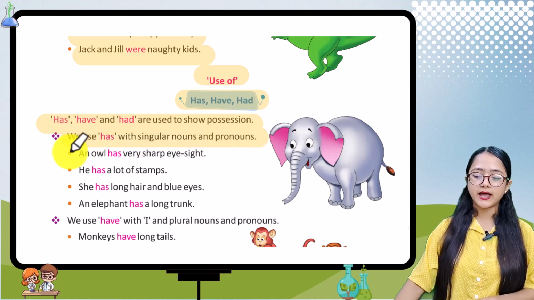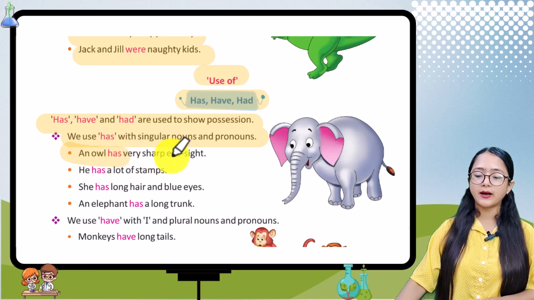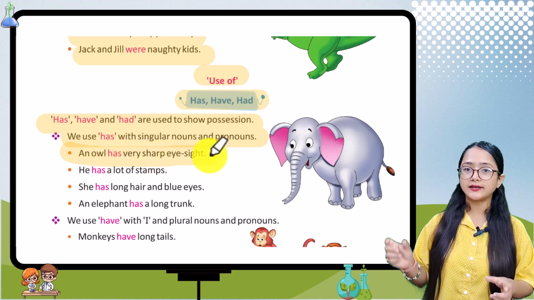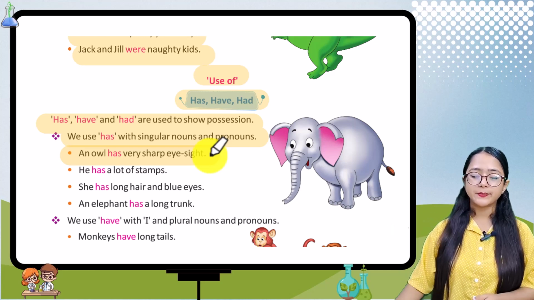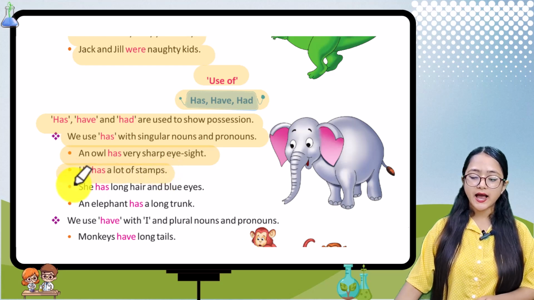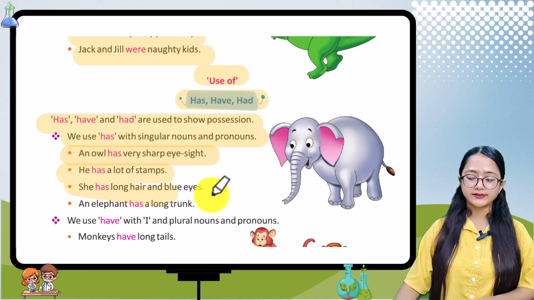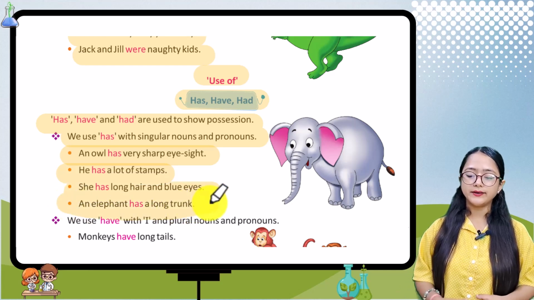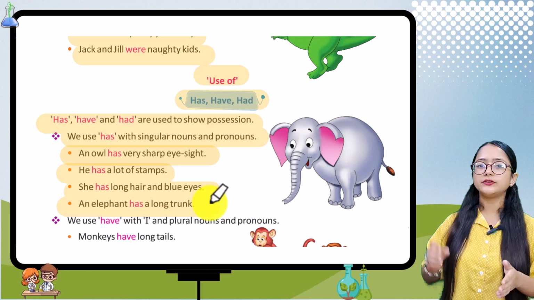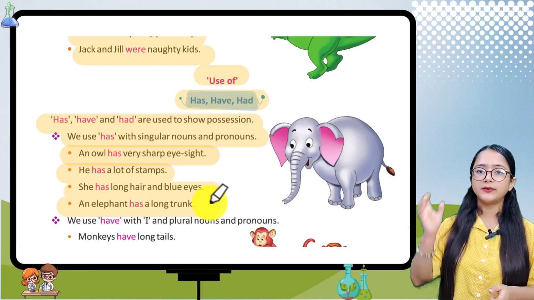For example, an owl has very sharp eyesight. With the singular noun, you are going to use has. Next one, he has a lot of stamps. She has long hair and blue eyes. An elephant has a long trunk. So with the singular noun, you are using the verb has.